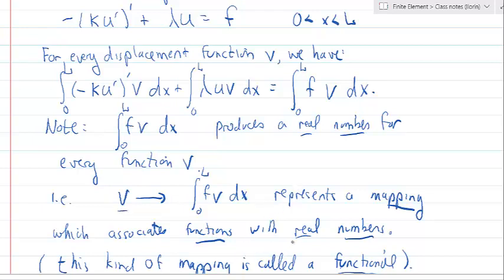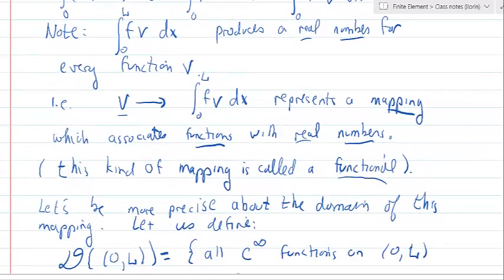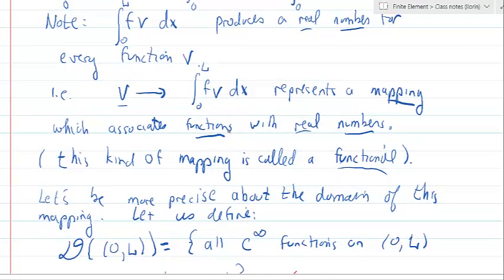This kind of mapping is called a functional. You can think of it as a function defined on functions. Remember, a function defined on real numbers assigns a real number to a real number. Here we're assigning a real number to functions, so we can consider this a function on functions, or a functional. All right, now let's be more precise about the domain of this mapping. We're taking functions to numbers. Let's define a specific domain for the functions that we're looking at.